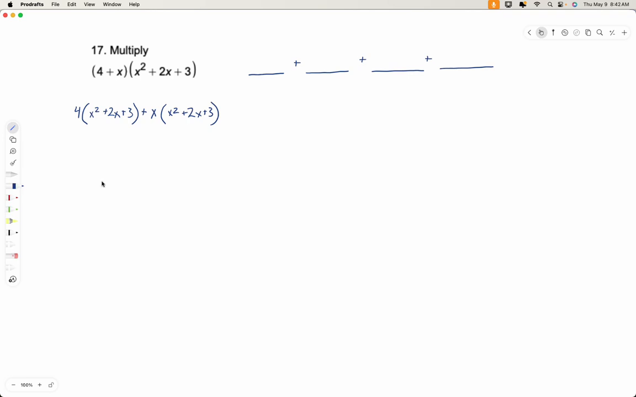Right? We're using our distributive property. So 4 times all of these plus x times all of these. We get the plus sign from right here. So this is 4x squared plus 8x plus 12. Now we multiply these. Plus x cubed plus 2x squared plus 3x.